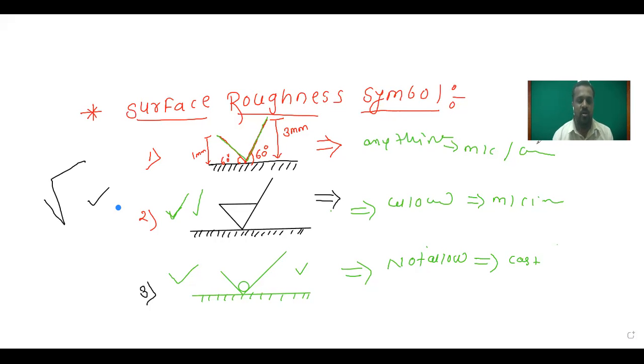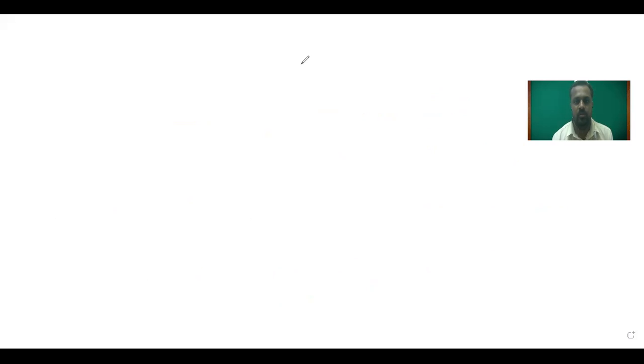Now we are combining all the symbols, and finally we'll create one symbol for the surface roughness. That symbol is called the surface roughness symbol. These are the basic symbols. Now I will draw the main symbol here.